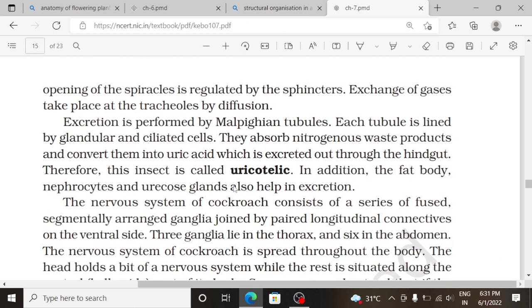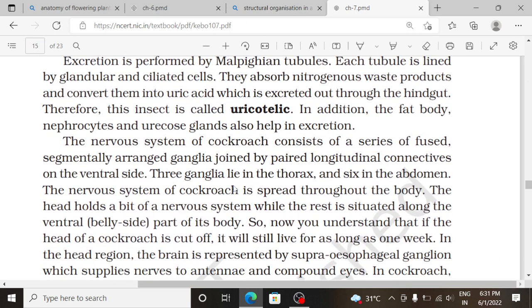Excretion is performed by Malpighian tubules. Each tubule is lined by glandular and ciliated cells. They absorb nitrogenous waste products and convert them into uric acid, which is excreted out through the hindgut. Therefore, this insect is called uricotelic. In addition, the fat body nephrocytes and uricose glands also help in excretion.